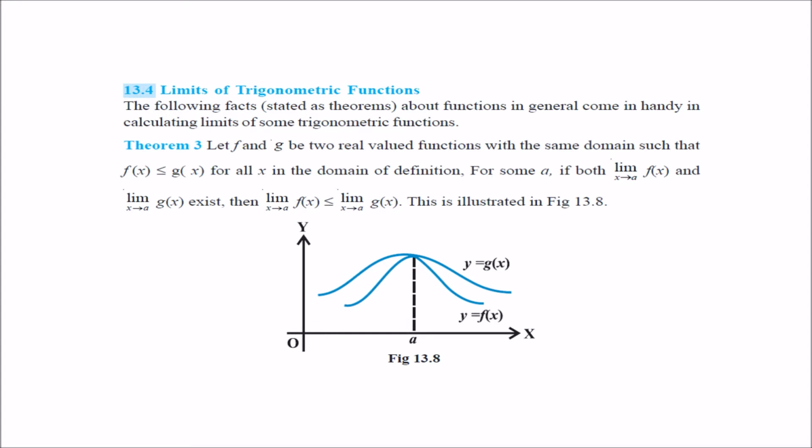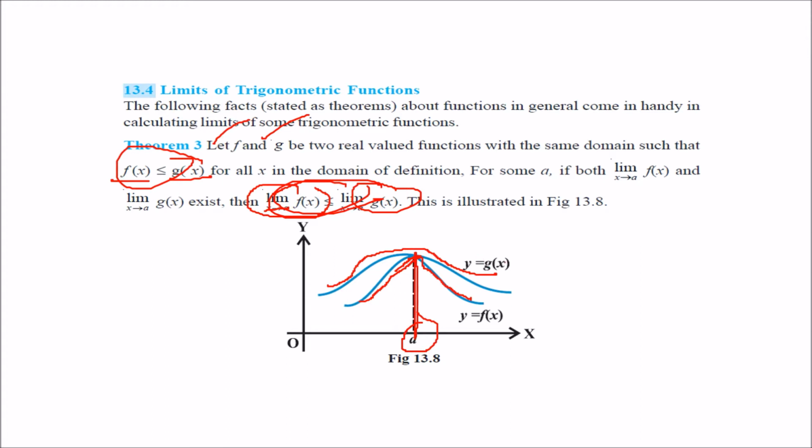Now, limits of trigonometric functions. There are various things which you can see here. If you have functions f and g, which are real valued functions, and f(x) is less than or equal to g(x), then the limit of f(x) and the limit of g(x) as x tends to a will also follow, always less than or equal to. Because f(x) is approaching but not going above g(x) at any case. At x equal to a, g(x) is above, f(x) is below, though it is somewhat touching at x equal to a, it will be lower.